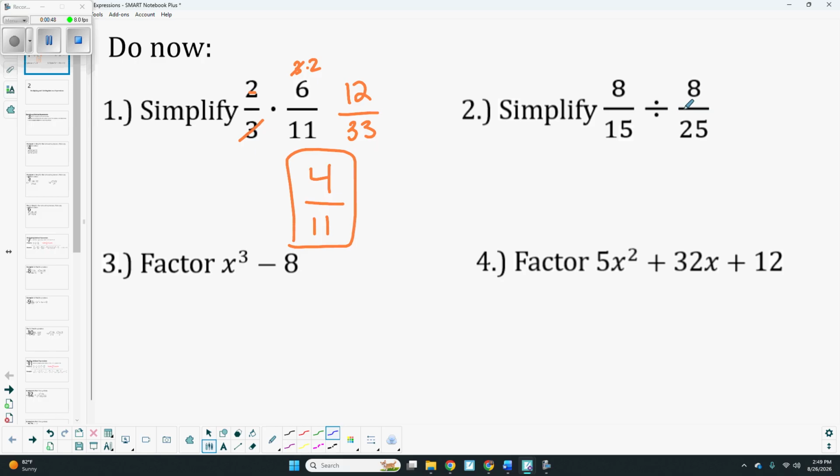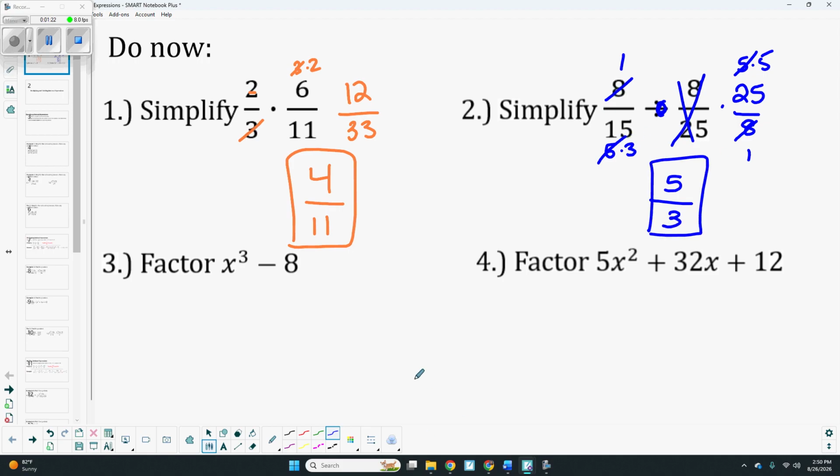Right here, we're dividing. So remember, dividing is the same as multiplying by the reciprocal. So if I flip 8 over 25 over, now it's times. So it could be 8 times 25 and 15 times 8, but also an 8 and an 8 will cancel out on the bottoms. 15 is really 5 times 3, and 25 is really 5 times 5. So a set of 5's cancel. So we're left with 1 times 5 on top, 3 times 1 on the bottom. So 5/3 was my answer.